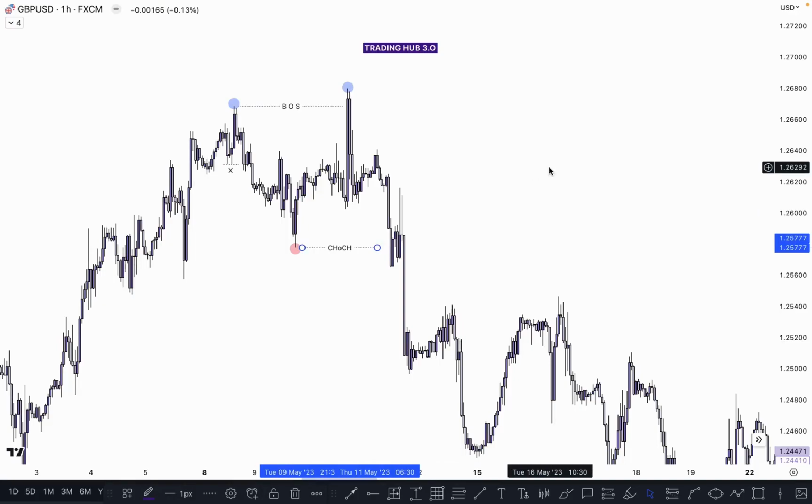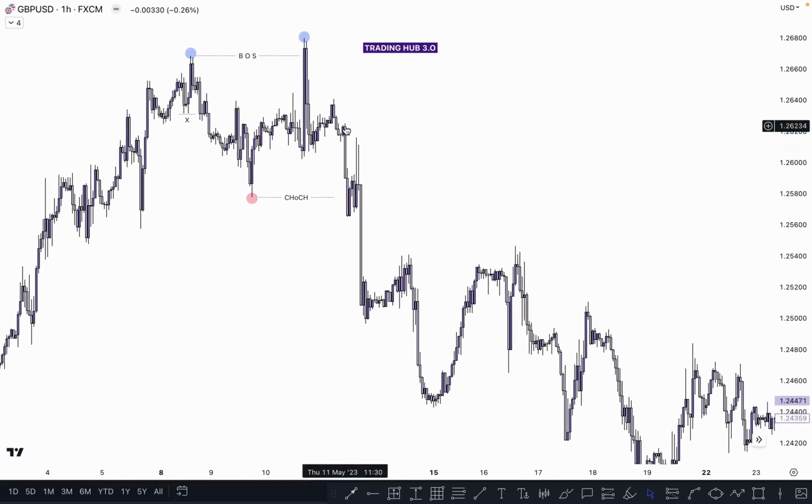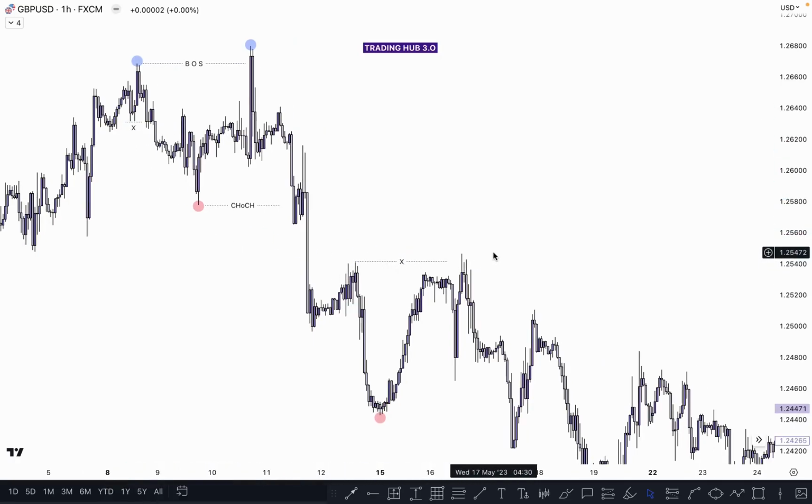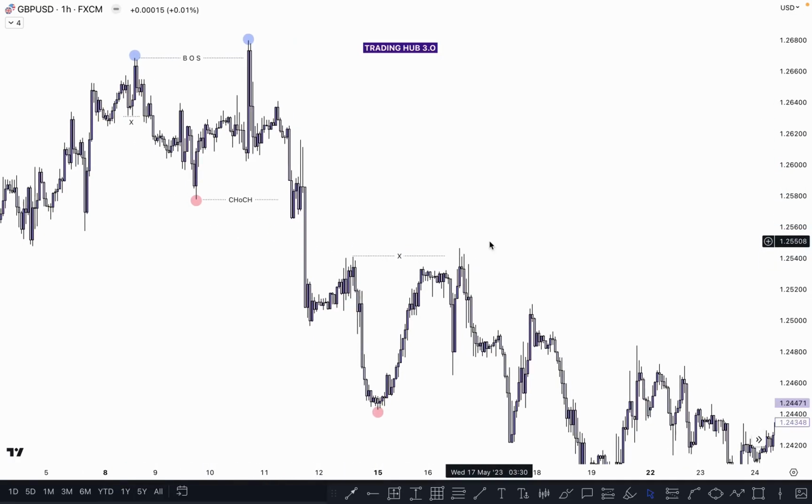So after change of character, we need inducement, right? At this point, the market has not taken out any kind of inducement. So at which point did the market take out the inducement? This one. This is our lowest low here, and the market created inducement here. And after taking out the inducement, what happened? We need a break of structure again.